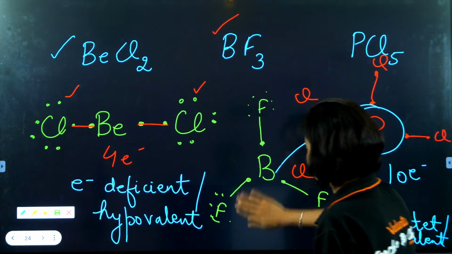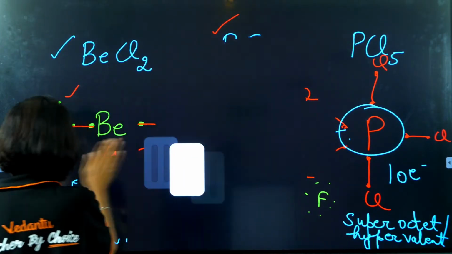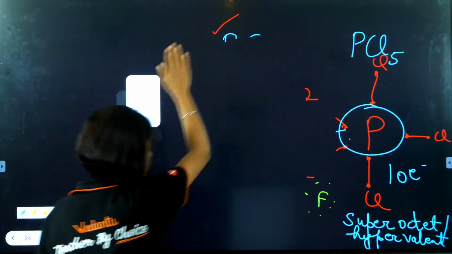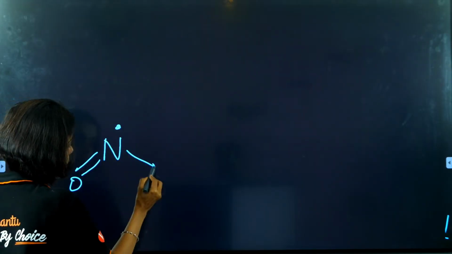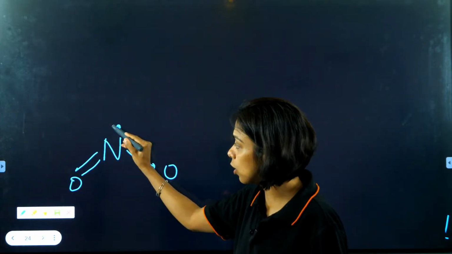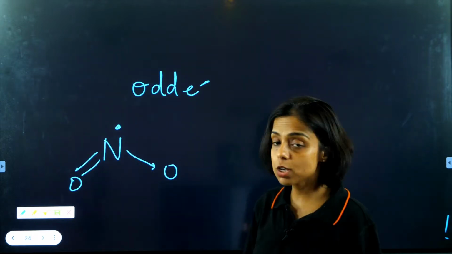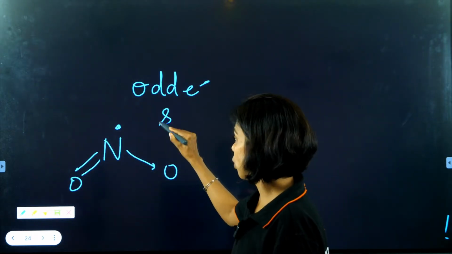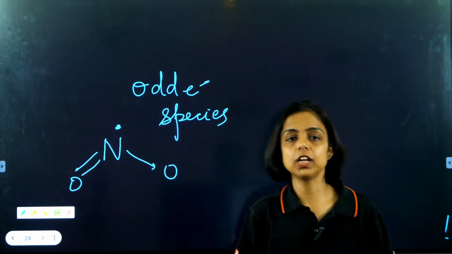And in fact, let me tell you about those molecules which have odd electrons also. NO2 is such a molecule which has a single electron. What is this arrow? I will tell you later on. A single electron, not in a pair, we will call odd electron species. So the existence of such molecules is a reason for the failure of the Lewis octet rule.